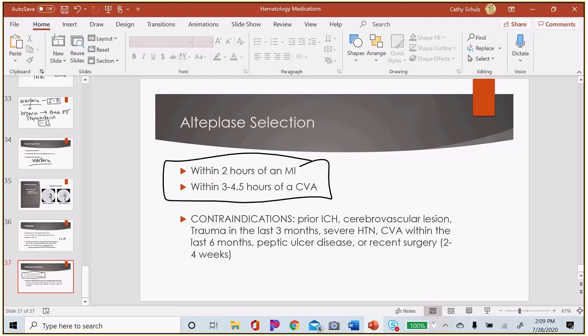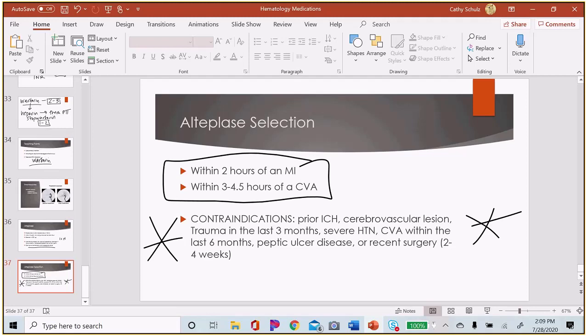Or if they had stroke symptoms and it's within this time period of 3 to 4.5 hours, then they might benefit from TPA. But these are absolute contraindications to TPA. That's if they've had a prior intracranial hemorrhage and they've demonstrated that they can bleed in their brain. So we definitely do not want to give it. If they have any cerebrovascular lesion in their brain, like an aneurysm, if we already know that they have some kind of vessel weakness in their brain, then the last thing we want to do is give them a thrombolytic because they're going to bleed into their brain.